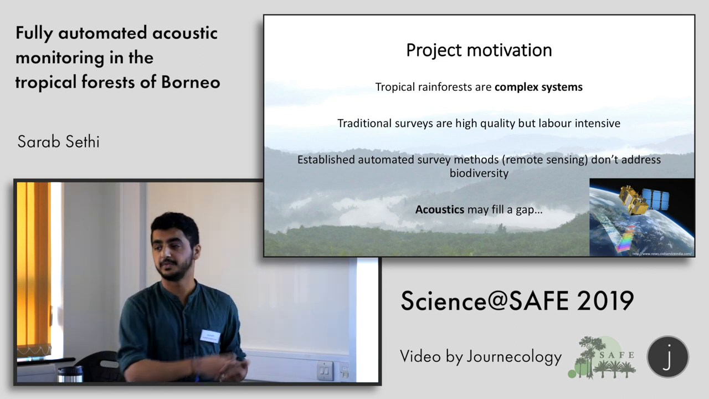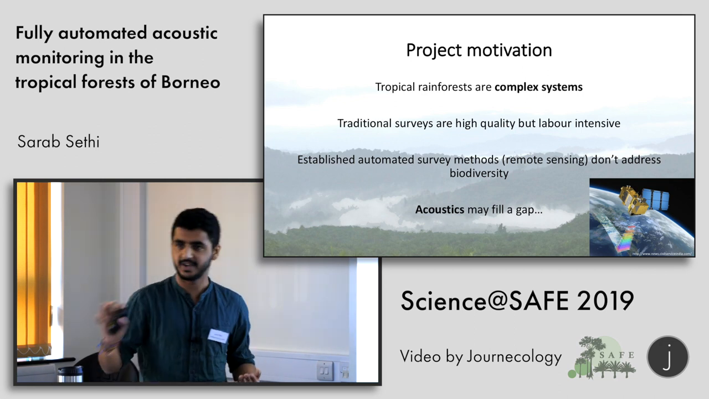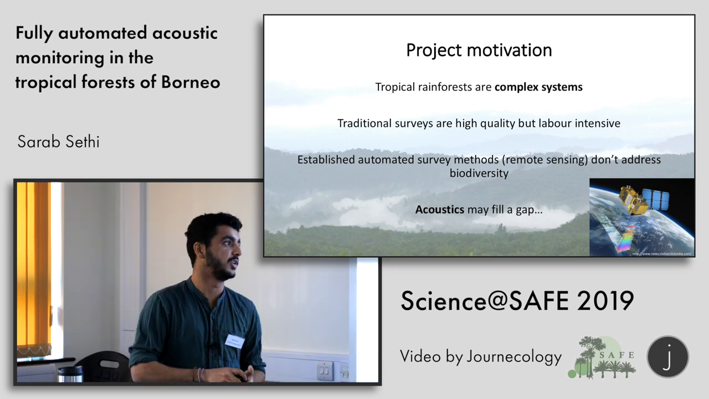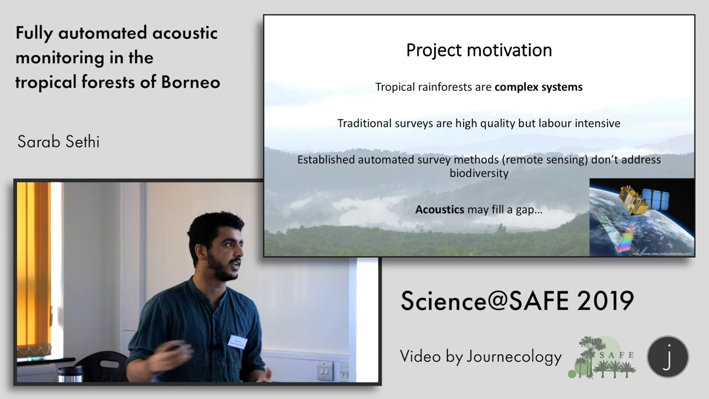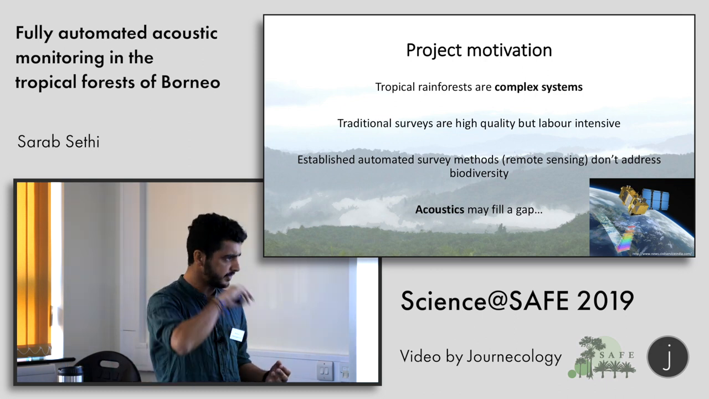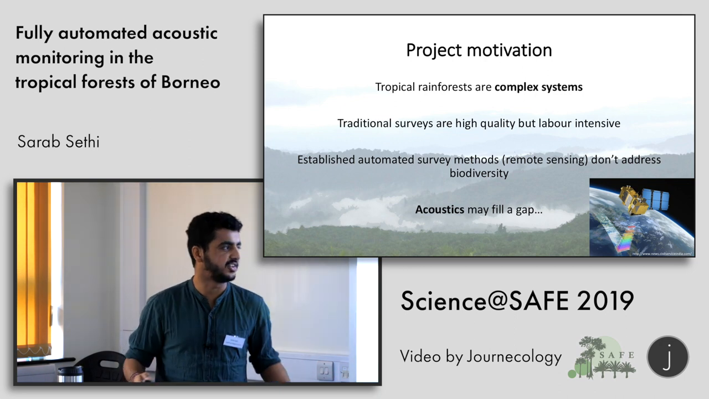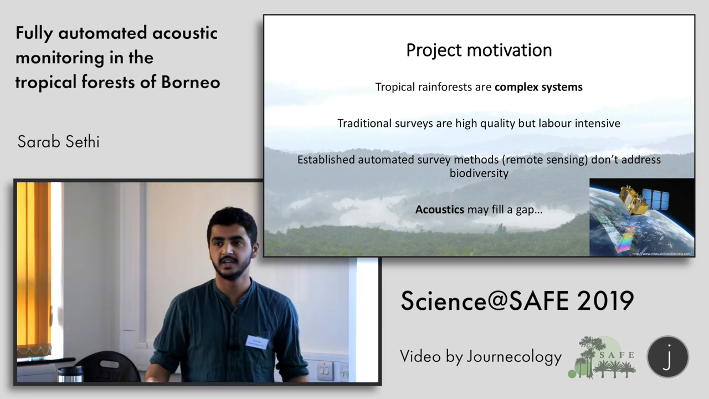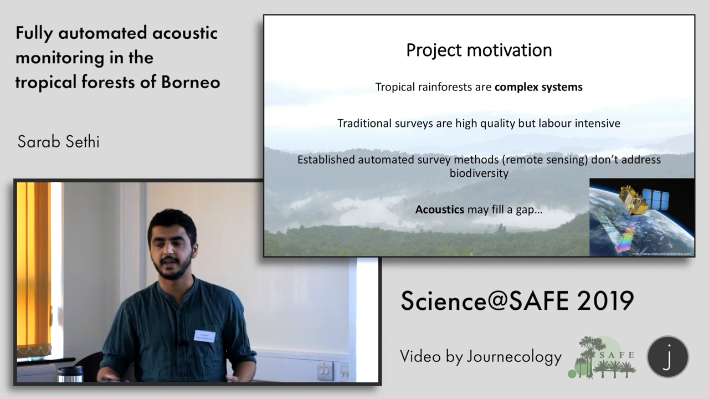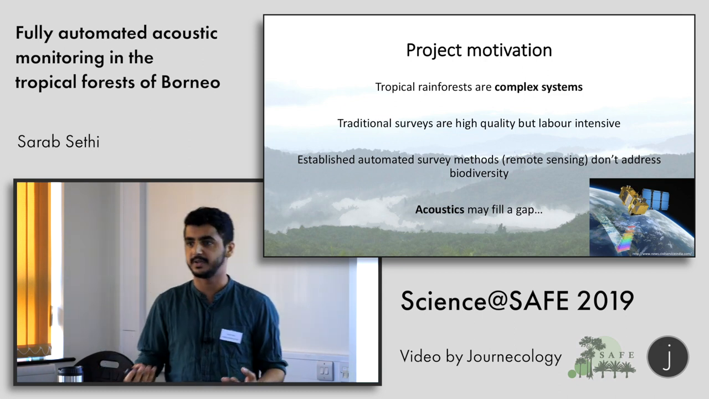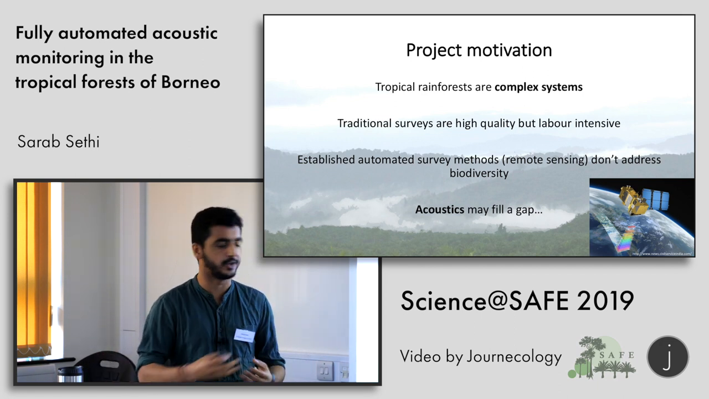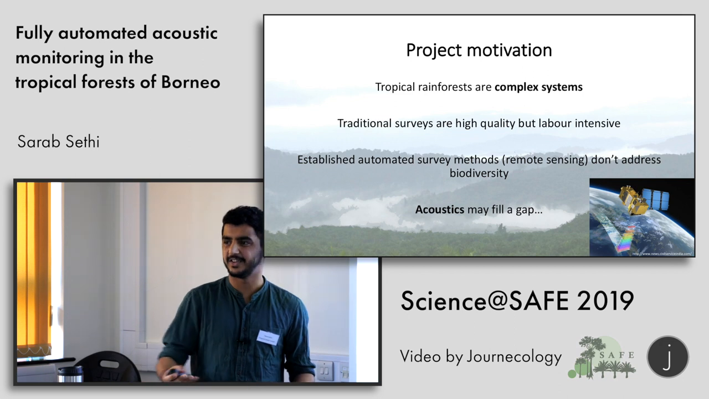Traditional surveys, the kind of things we've heard all about today, except for David's, are really labor-intensive processes, but you get high-quality data. So they have a place, but they don't scale very well when we're trying to collect massive amounts of data. And established automated survey methods, such as remote sensing, do really great at telling you about forest structure from far away, but they almost never will tell you about biodiversity, because until you can do a camera trap study from space, we're a long way off. It's another problem.